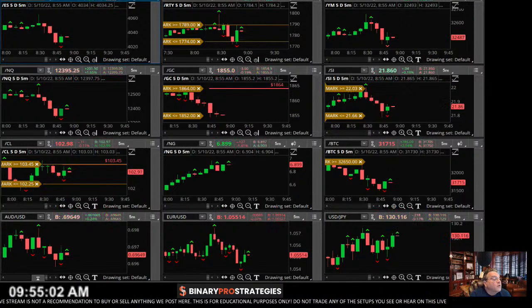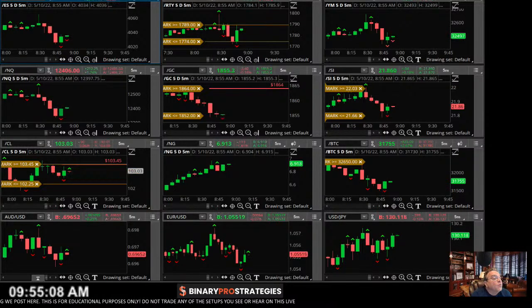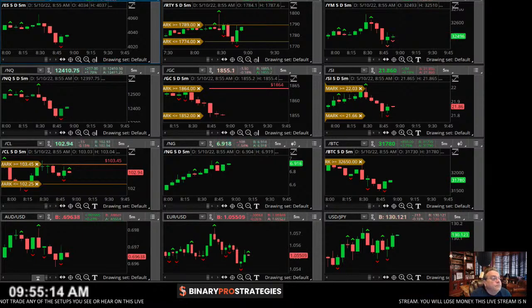Okay, long RTY, still short gold. Target on gold is going to be 1852. Target on RTY, we're long, 1789. RTY approaching target.